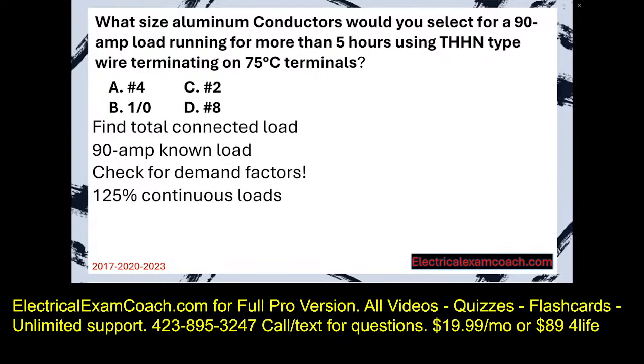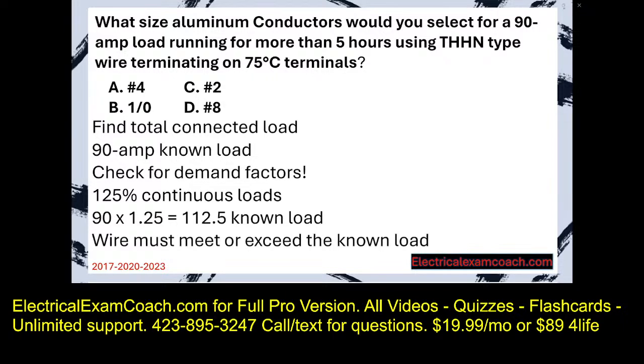We're going to do our continuous load math. We take our starting known load multiplied by 1.25, and that's going to give us a new known load of 112.5 amps. Now, we have to remember that all of our wire must meet or exceed the known load.